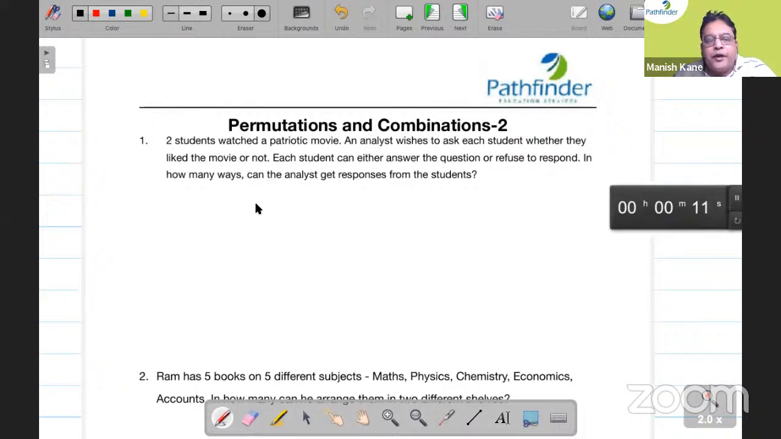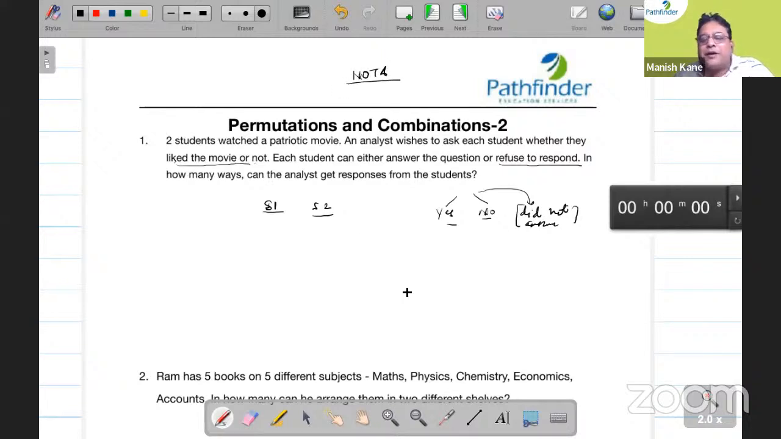Two students watched a patriotic movie. So you have a student 1, you have a student 2, and an analyst has asked them a question whether they liked the movie or they did not like the movie. So obviously, if somebody asked you whether you liked the movie or you did not like the movie, you can answer a yes or a no. But here it's also given that each student can either answer the question or refuse to respond. So there is a third alternative, did not answer. It's like the NOTA option. I'm sure you have heard of the none of the above option in the elections. So the first student can answer in 3 ways. The second student can answer in 3 ways.